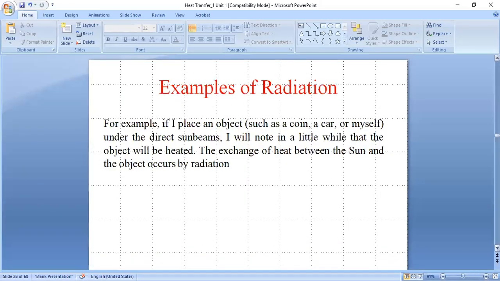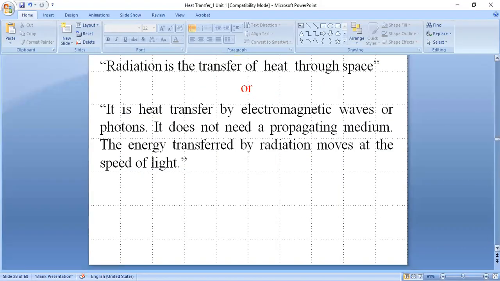See, an example of radiation. Radiation is the transfer of heat through space. In conduction and convection you have a medium, but in radiation there is no medium. Just as there is sunlight and the earth, the heat is transferred from sunlight to the earth. That is called radiation, the transfer of heat through space.